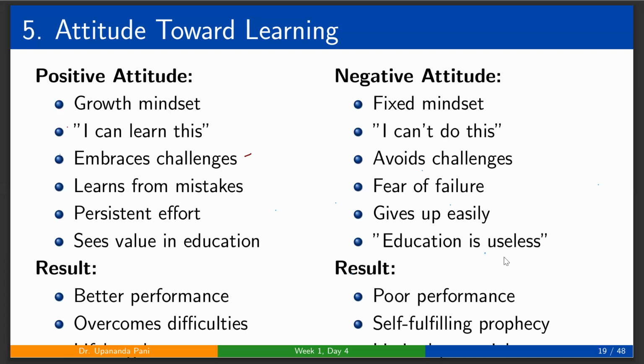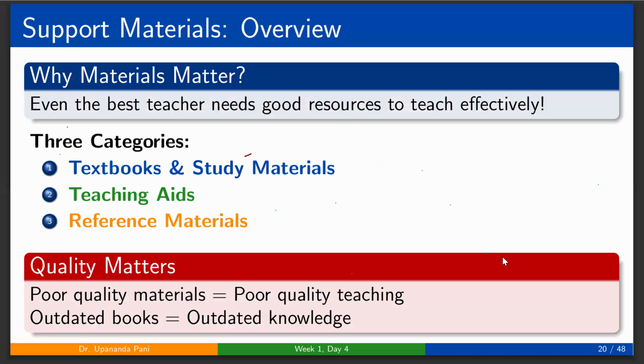Then what will be the result? Poor performance and self-fulfilling prophecy. It means basically whatever you are, you will be able to defend yourself, even though it is a negative thing. You will try to defend.